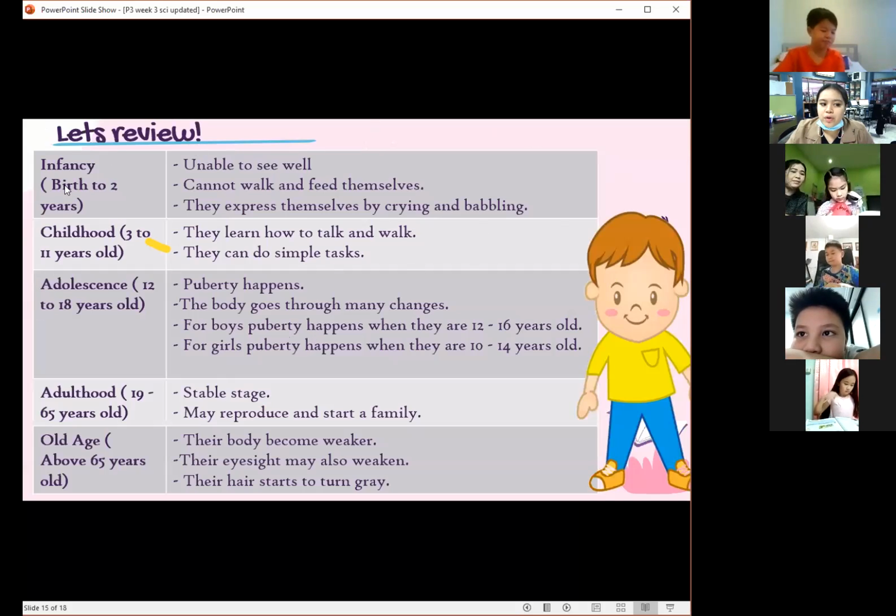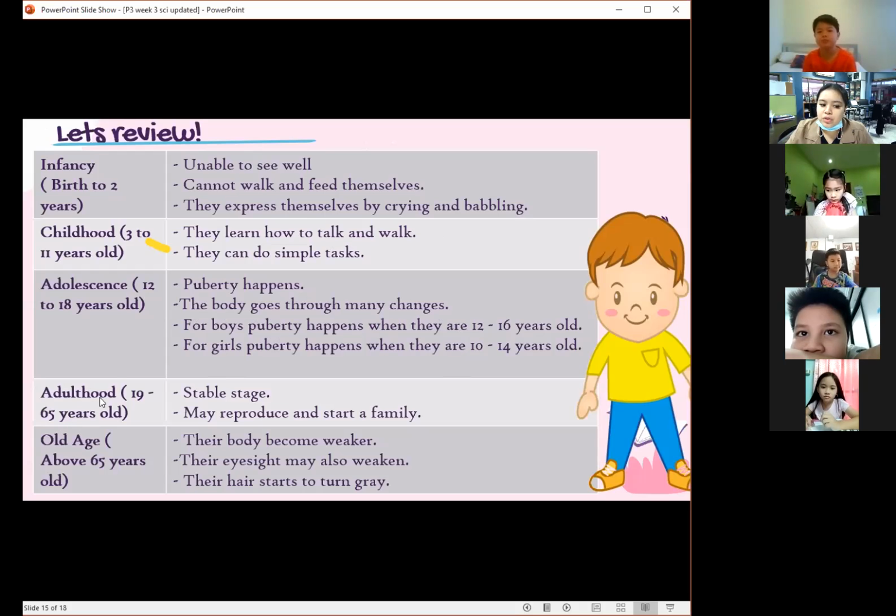Now let's review. I will just read, you listen, okay? I summarize all the lesson. Infancy, birth to 2 years. They are unable to see well. They cannot walk and feed themselves. They express themselves by crying and bubbling. For childhood, 3 to 11 years old, they learn how to walk and talk. They can do simple tasks. For adolescents, 12 to 18 years old, puberty happens. The body goes through many changes. For boys, puberty happens when they are 12 to 16, and for girls, 10 to 14.